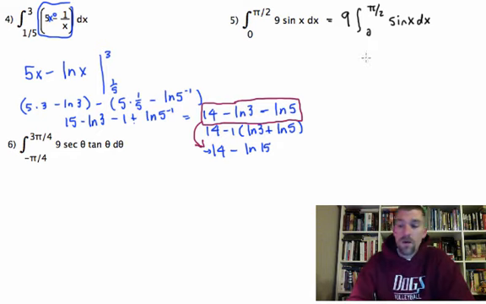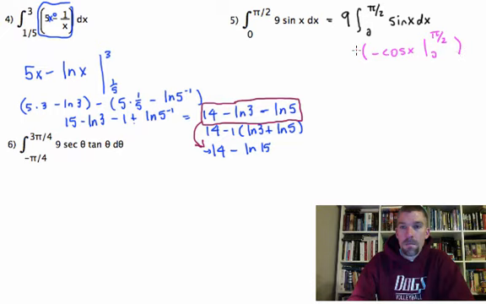Derivative of what function is sine x? Okay, the derivative of what function is sine x? And in this case, that would be negative cosine x. And we're going to evaluate that from 0 to pi over 2. And we're going to multiply the whole thing by 9.